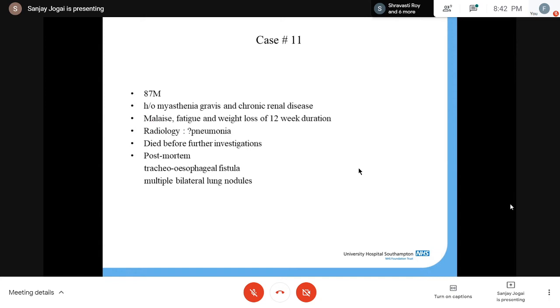This was an autopsy case, the autopsy was done by a colleague of mine. So we have a coronial system of autopsy.